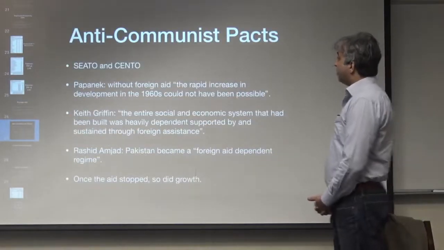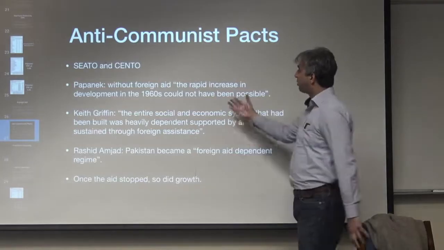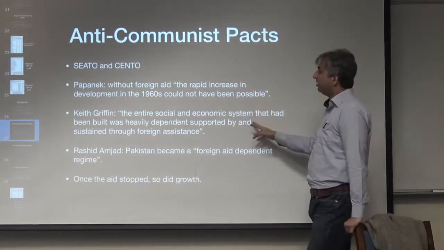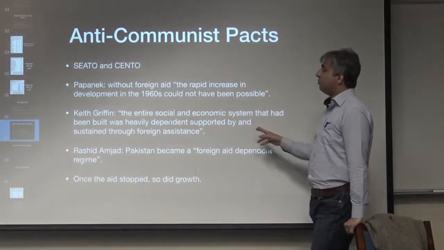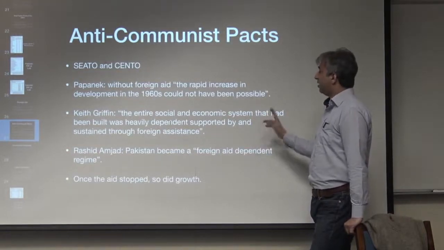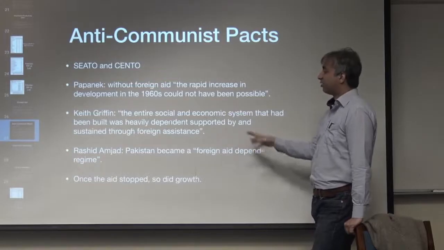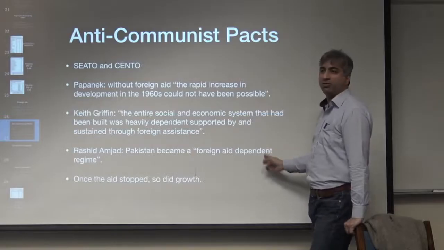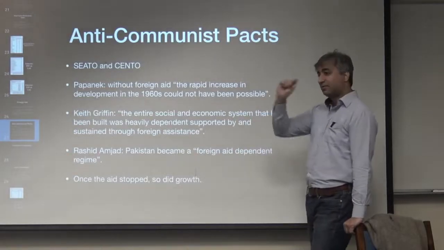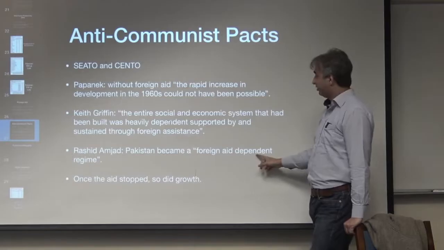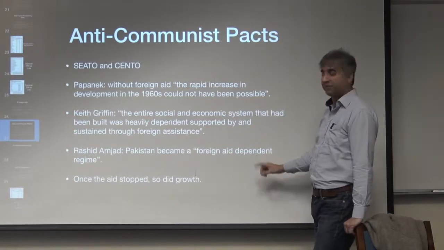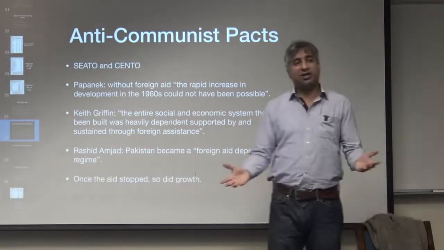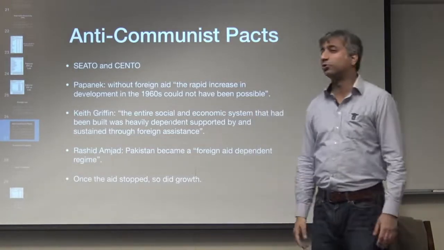So Papanek agrees and says, without foreign aid, the rapid increase in development in the 1960s could not have been possible. Griffin: the entire social and economic system that had been built was heavily dependent on, supported by, and sustained through foreign assistance. Rashid Amjad: Pakistan became a foreign aid dependent regime. This became a very important phrase that a lot of people have used in turn after he wrote it, foreign aid dependent regime. And sadly, once the aid was stopped, the growth also stopped.